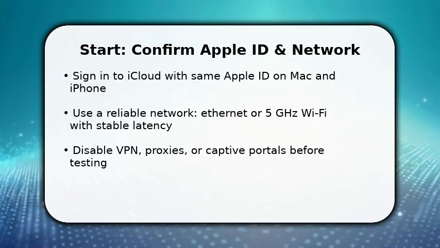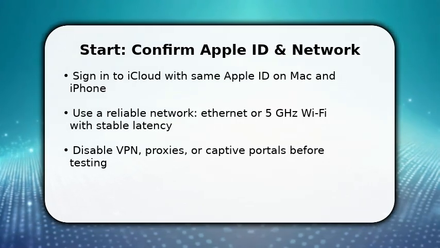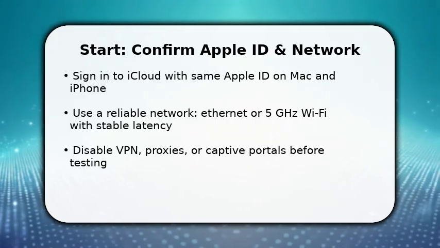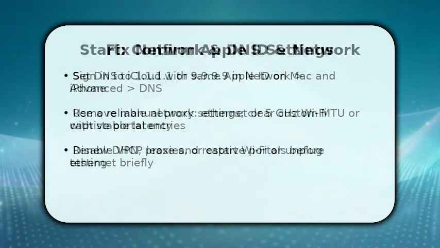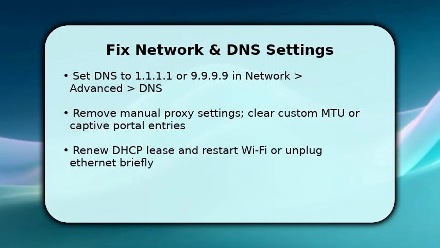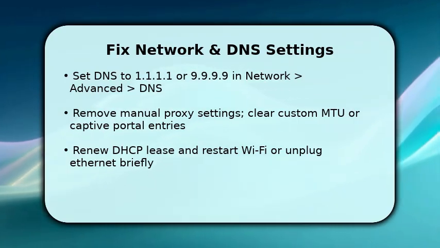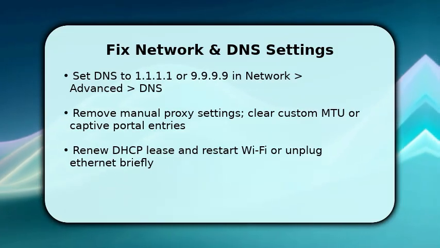Now you change network settings that commonly block Private Relay. Open System Settings, go to Network, choose your interface, then Advanced and replace DNS with 1.1.1.1 or 9.9.9.9. This avoids ISP DNS filtering.